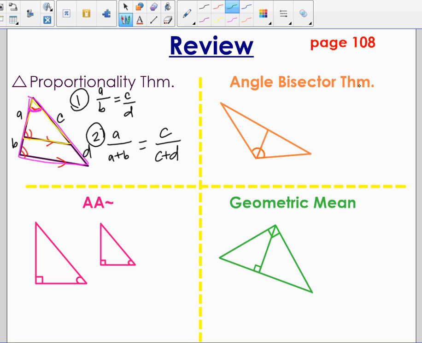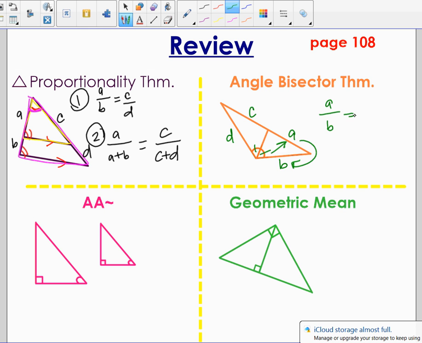The next one is the angle bisector theorem. So remember that says if these two angles right here are congruent, then let's call this A, let's call this B, this C, and this D. Then you can go across on the same side of the triangle. So A over B equals, going across, C over D.